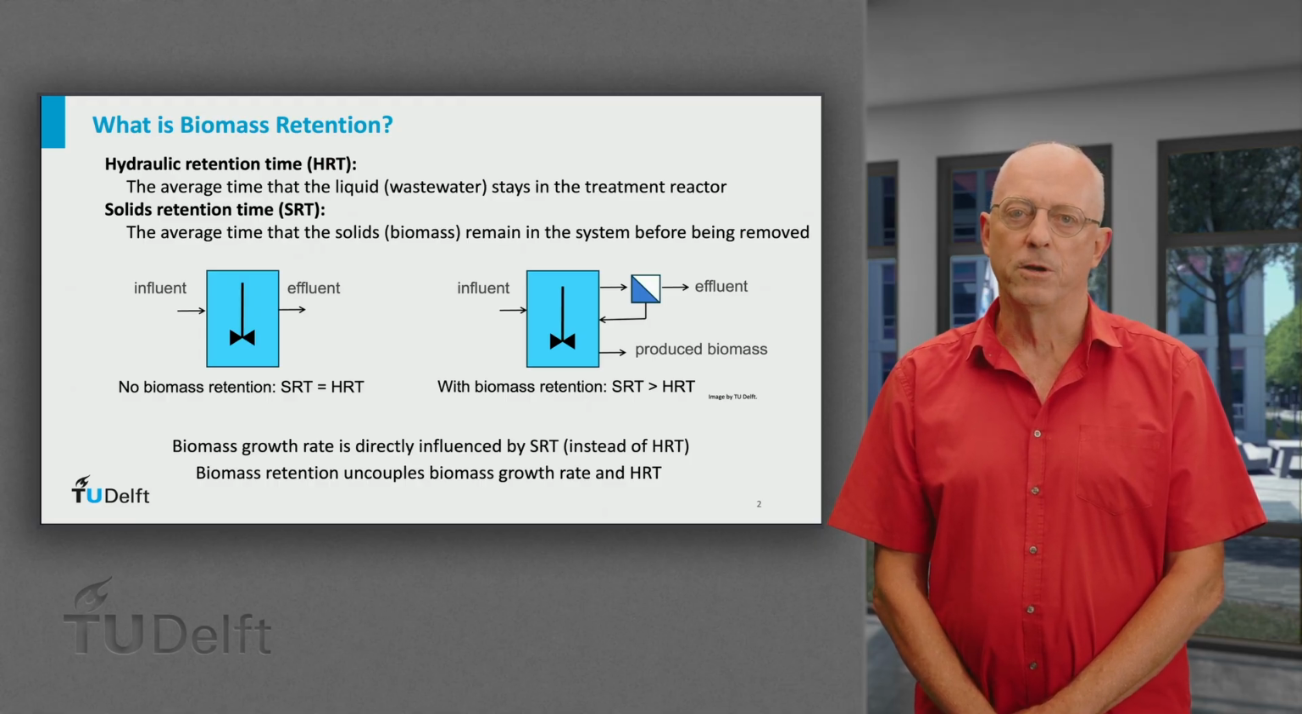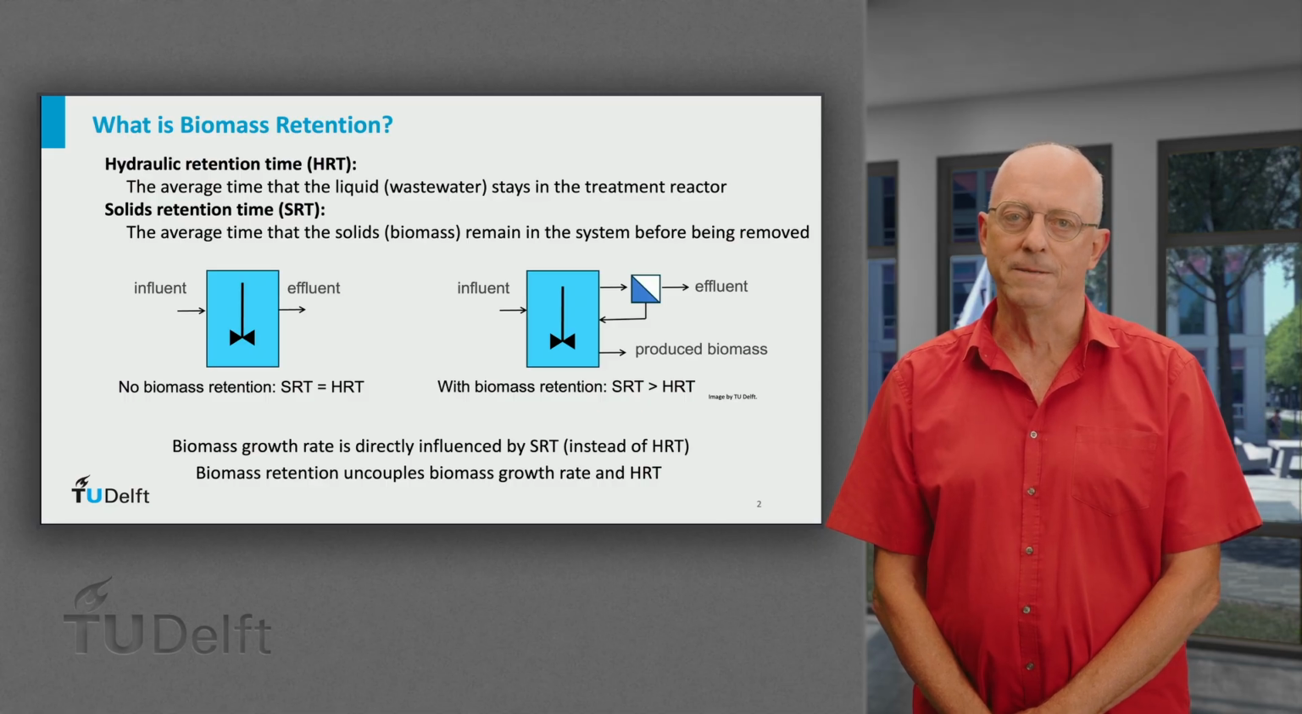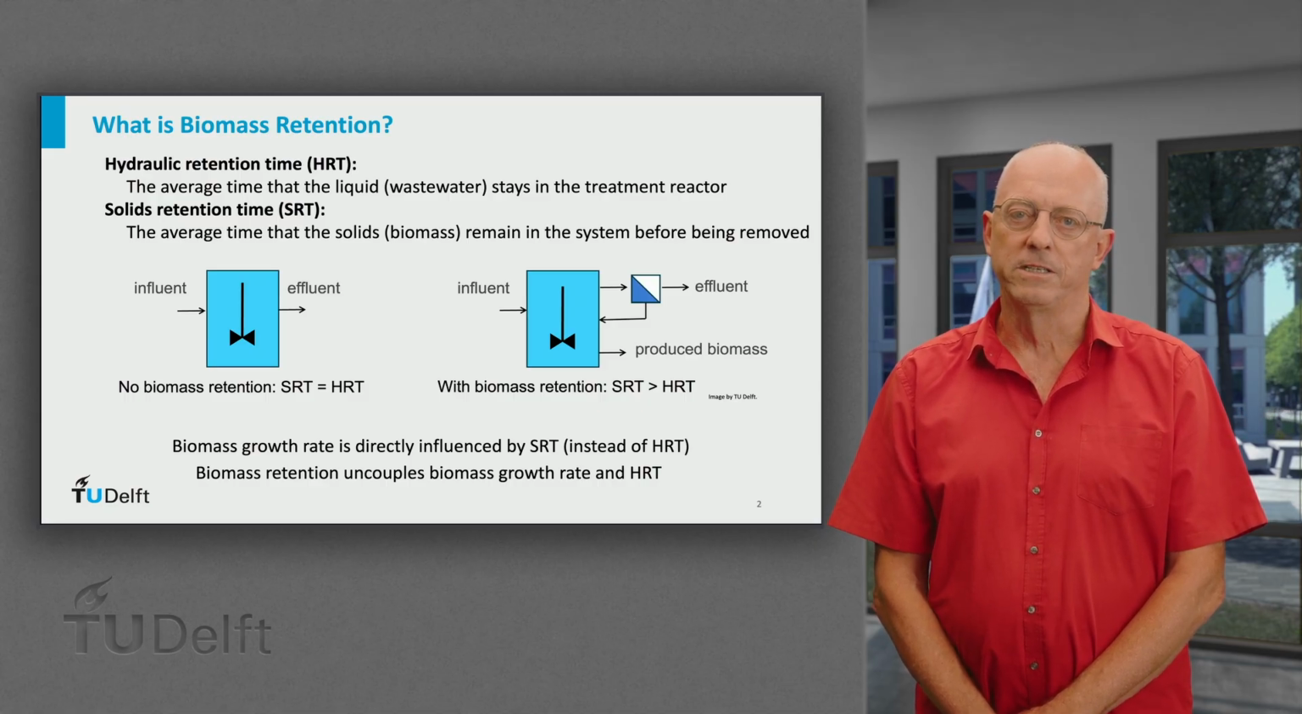In biotechnological processes, we deal with two critical timelines. The hydraulic retention time, this is how long water stays in the reactor, and the solid retention time, this is how long the solids, or biomass or bacteria, remain in the reactor. In systems without biomass retention, like most industrial fermentations, the solid retention time equals the hydraulic retention time. This means bacteria must grow fast enough to keep up with the water flow leaving the reactor. Otherwise, they are washed out.